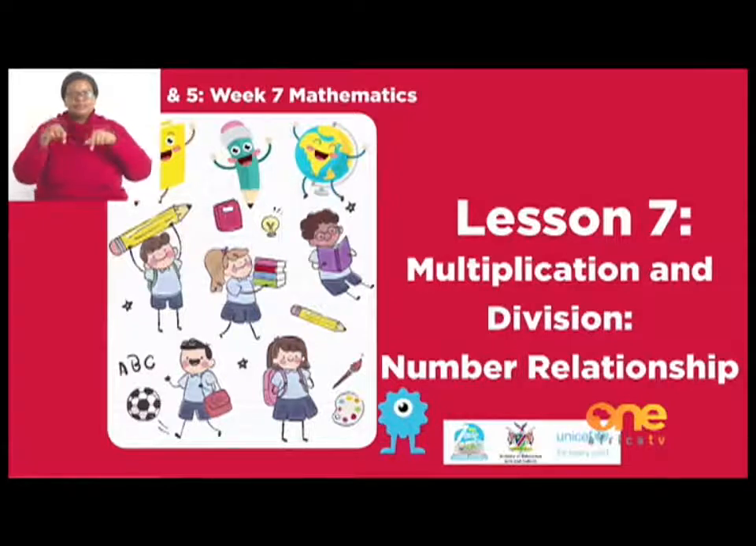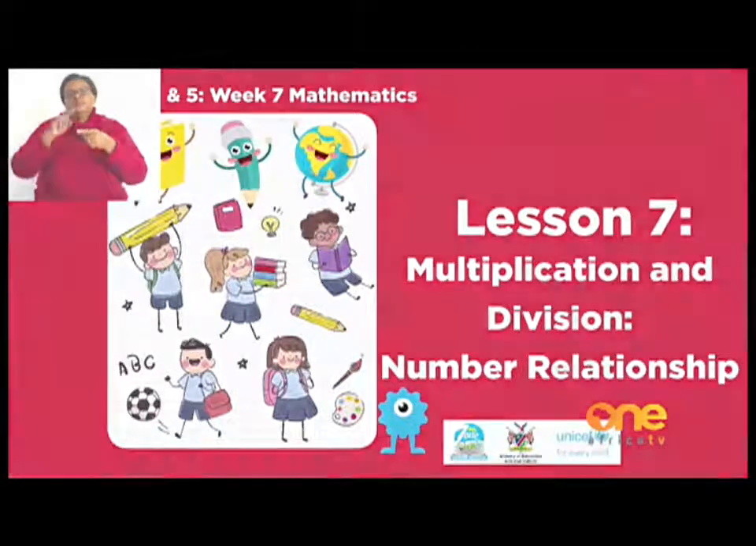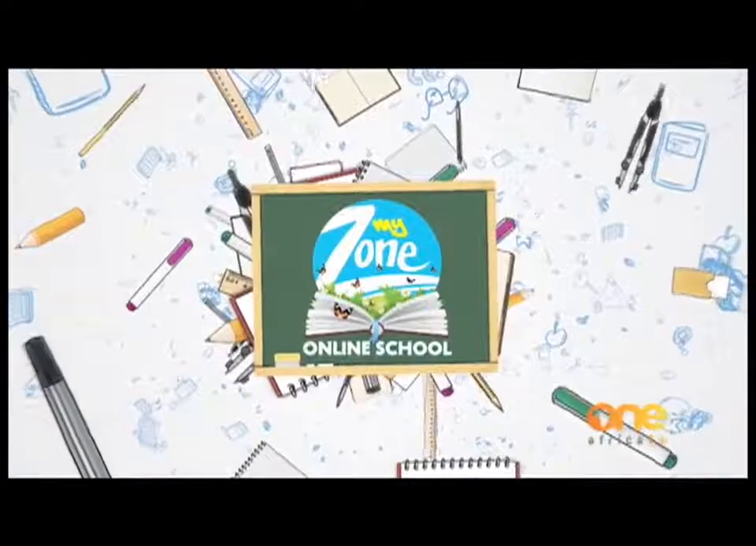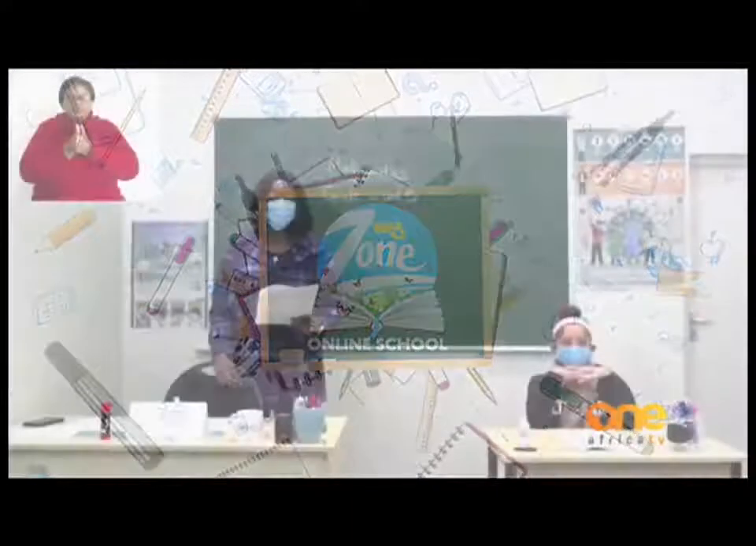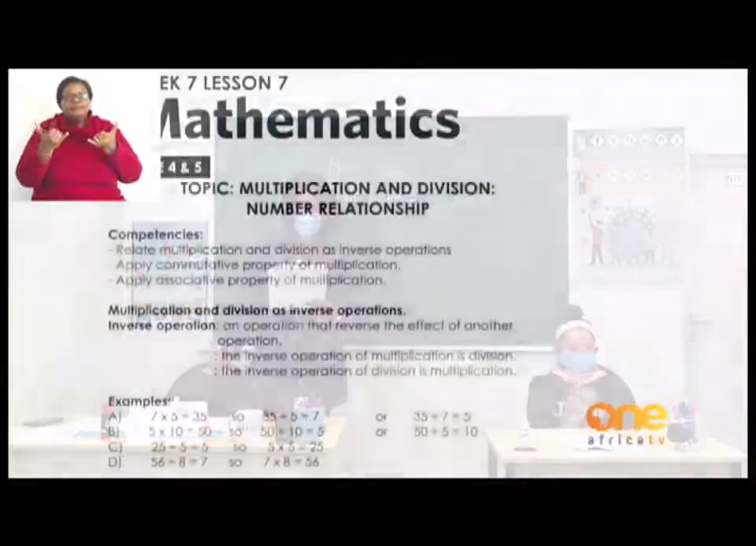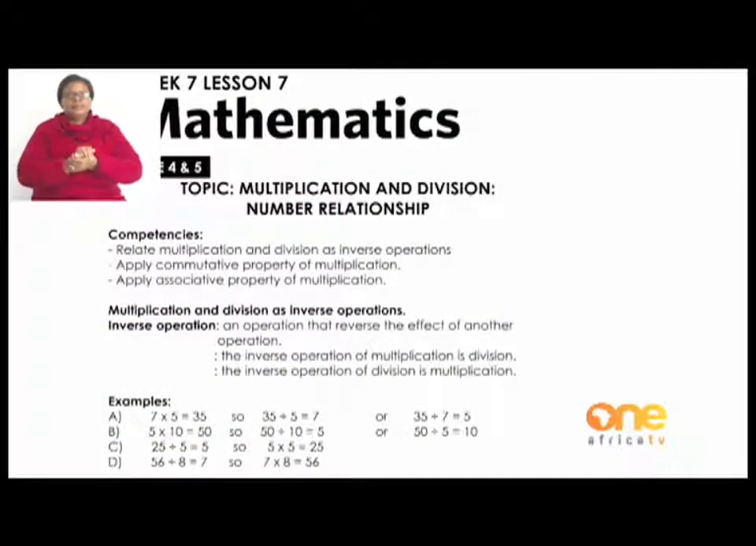Hands-on math. Our topic for today is multiplication and division number relationship. Boys and girls, let's go on page 8. Our competency for today. The first one is relate multiplications and division as inverse operation. Second competency, we have to apply commutative property of multiplications. The last one, we have to apply associative property of multiplications.